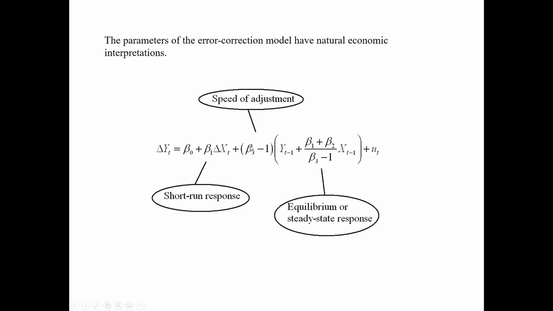Finally, the coefficient beta 3 minus 1 here measures the speed of adjustment. It tells us if there's a deviation from equilibrium, so if y and x are not aligned in their equilibrium relationship, how fast does y change in order to bring that relationship back towards equilibrium. So that's what I mean when I say that all these parameters have got sensible economic interpretations. We can divide them up into short-run response, long-run response, and the speed of adjustment here.